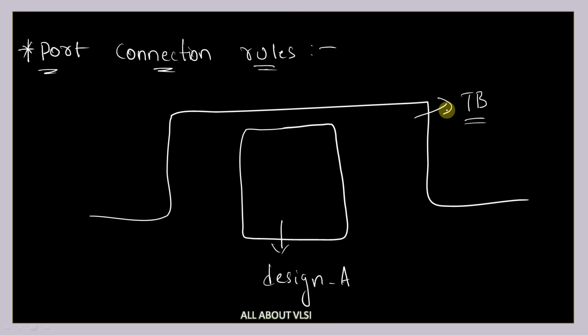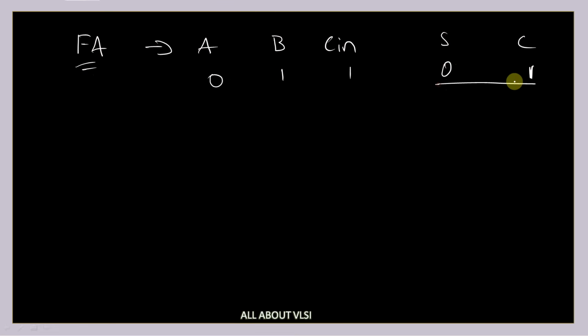The outputs which we get from our design, we collect in the test bench. After collecting those values in the test bench, we cross verify them with the expected values. Let's say we are writing a test bench for a full adder. For a full adder we have inputs A, B, and Cin, and the outputs sum and carry. If the inputs are 0, 1, 1, then sum should be equal to 0 and carry should be equal to 1. This is the expected result which we should get from our design.